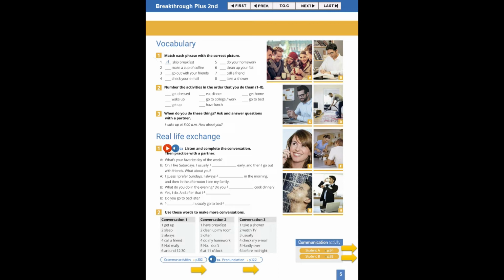Number 7, call a friend. And number 8, take a shower. Please look at the pictures on page 5 on the side here. On the corner, you'll see there are letters A to H. Please match the pictures with the activity. So for example, number 1 was skip breakfast, and that is H at the bottom. Please match the others with the correct vocabulary. I will give you 2 minutes to complete that and we'll carry on. Starting now.